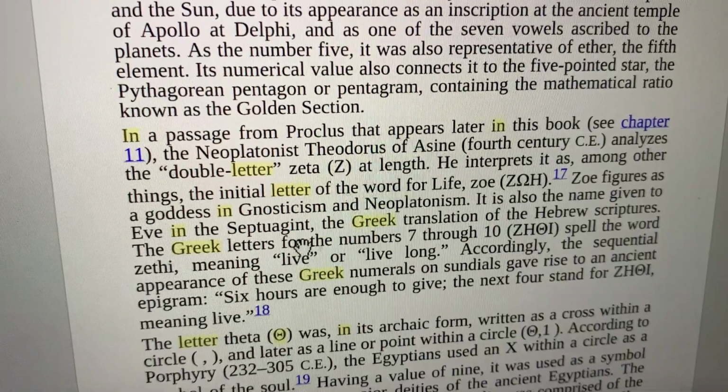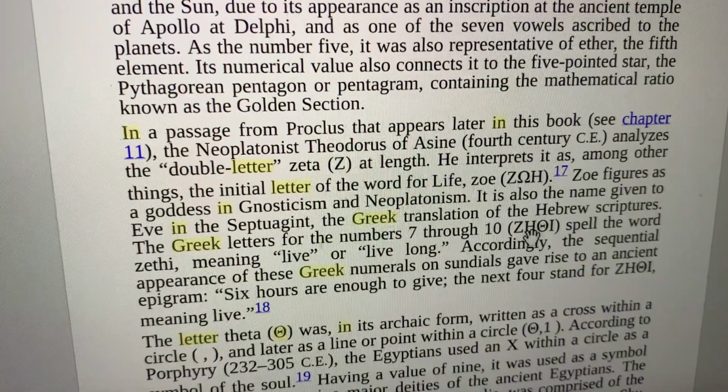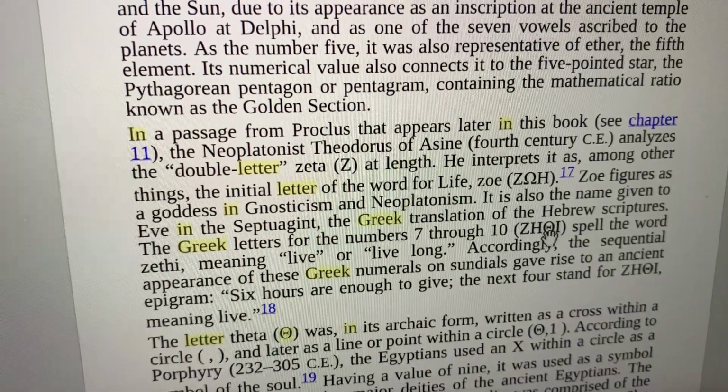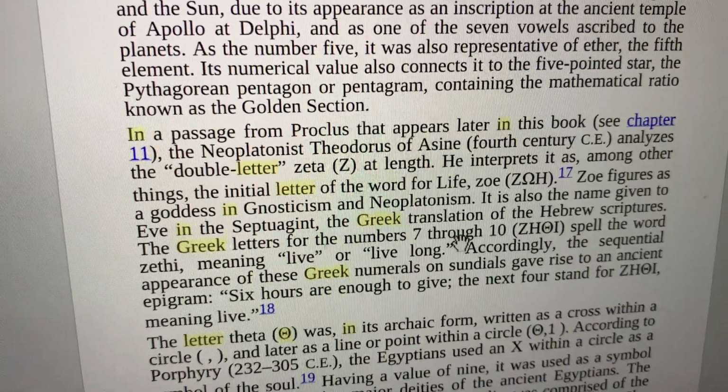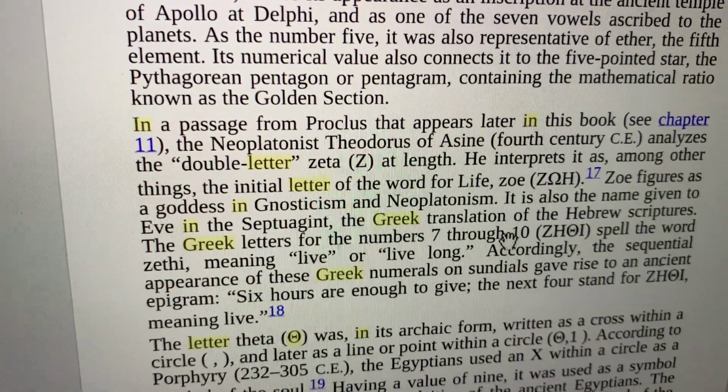They have the delta, which is 4. They have, and then they have the O here. No, they don't even have the O. I think that's something else. Yeah, they don't have the O. They have the 7 through 10. Isn't that weird?